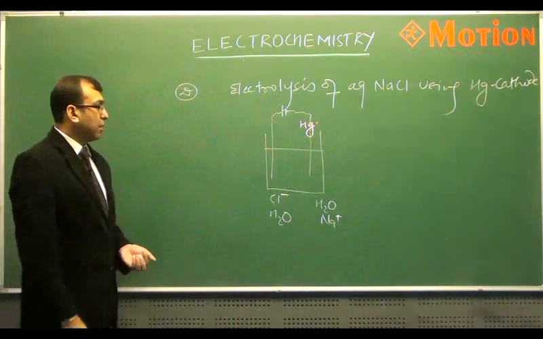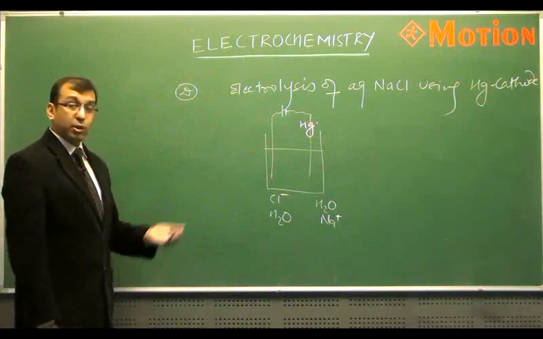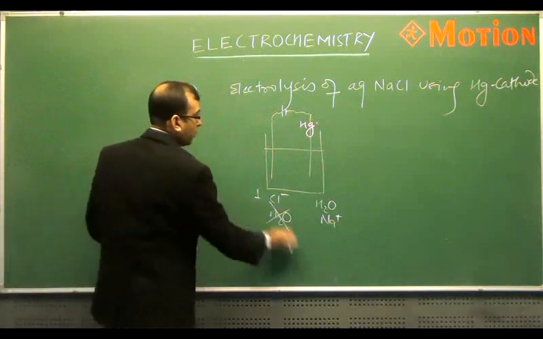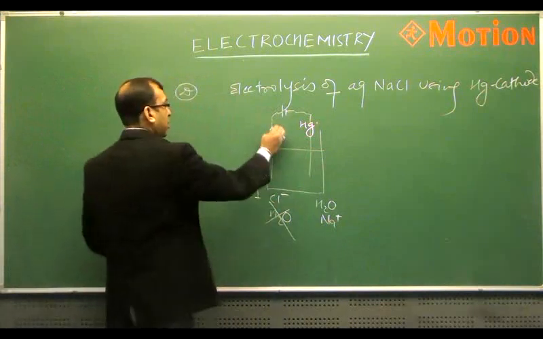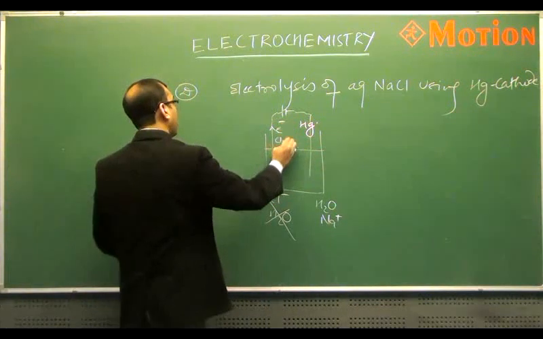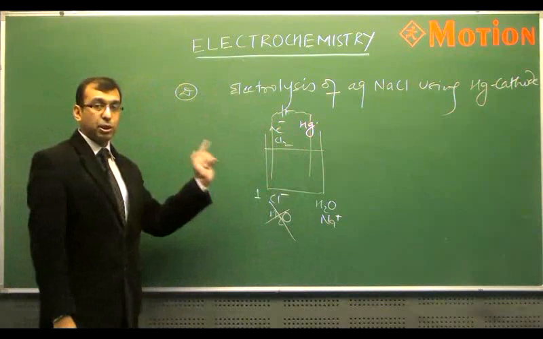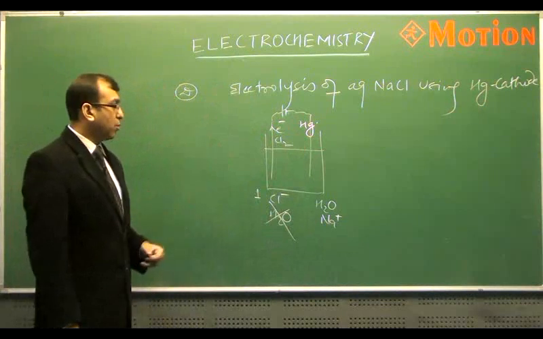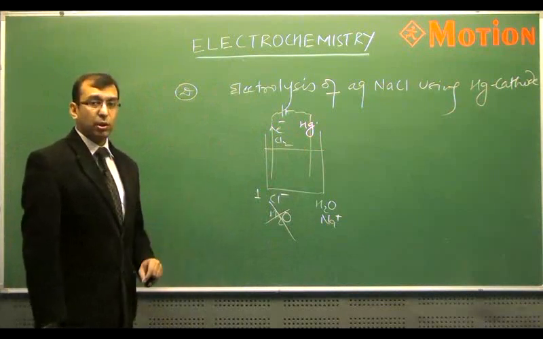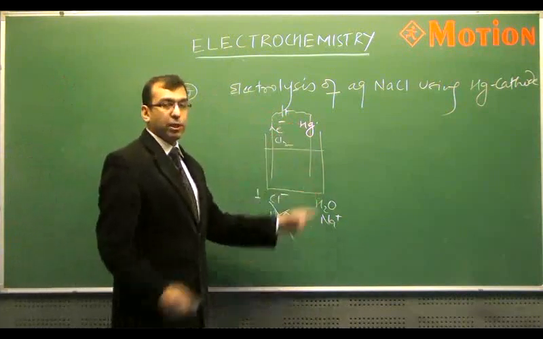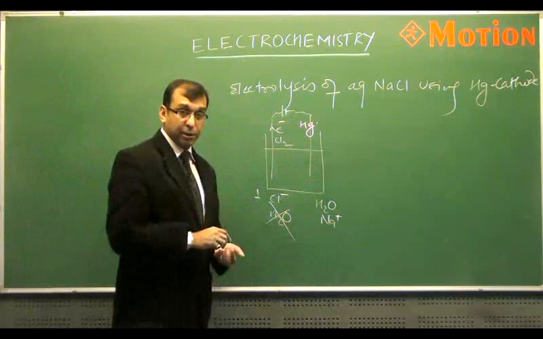See what will happen. In the previous case, as you discussed, oxidation would be of chloride ion and water will be no threat. The oxidation will be of chloride. Cl2 will evolve at the anode. What will be the reaction taking place at the cathode? In the previous case where there was no mercury, reduction was taking place of water, not of Na+.